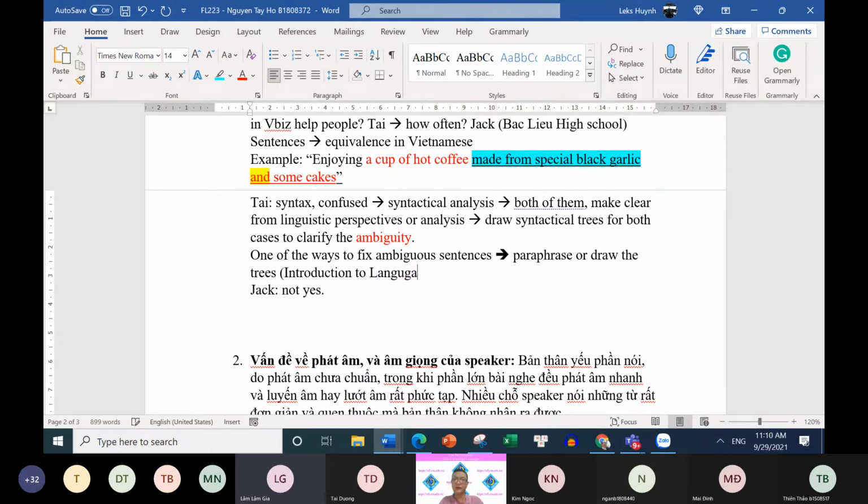Introduction to language. Did you study this course before? Yes. Okay. So you have to make sure that you clarify the ambiguity. You explain the ambiguity over here, and you make the sentence not like that. So don't worry. People will understand if they are in the context. If they are not in the context, you have to clarify that. Okay. Thank you, sir.